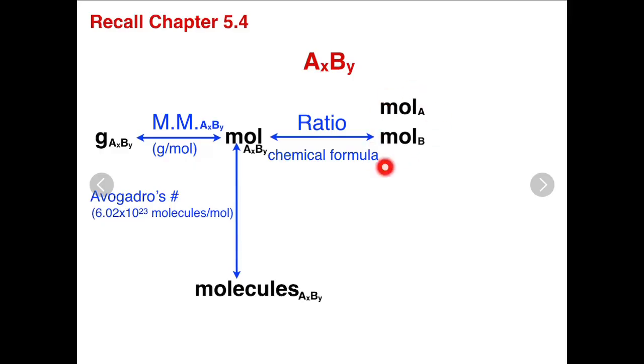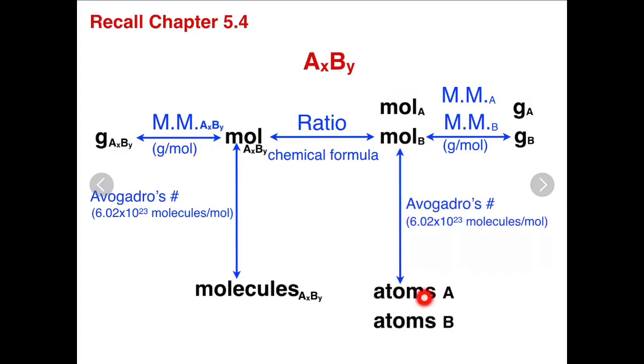And once you know moles of A and B, you can use the molar mass of each of those elements to get into grams. And if you know moles, you can also get the number of atoms as well. The difference between molecule and atom is that a molecule is composed of several atoms. So the atoms A and B are talking about just specific elements within the molecule. Okay, so that's what we learned in 5.4.